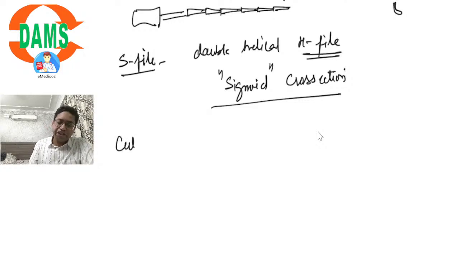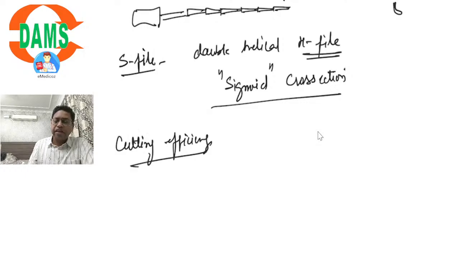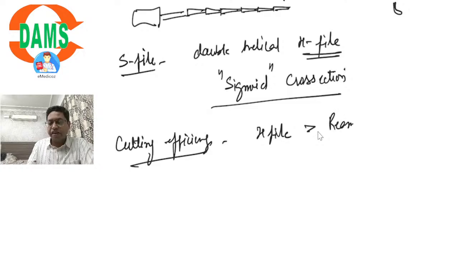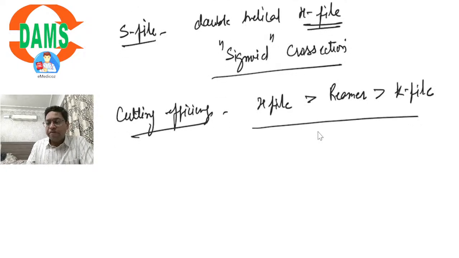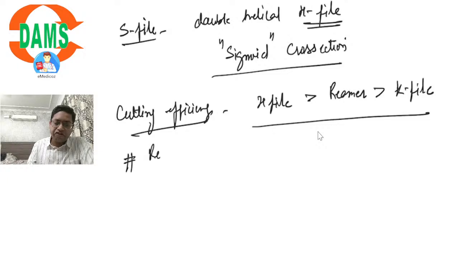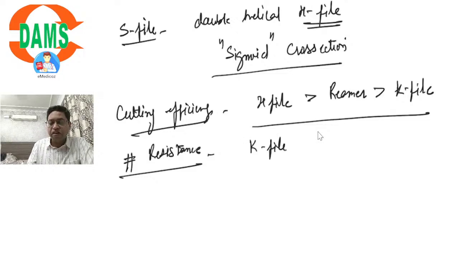If we talk about cutting efficiency, then H file has got the maximum cutting efficiency, followed by definitely a K-type reamer and followed by K file. If we have to talk about three principal hand instruments, this is the sequence of the cutting efficiency. Then definitely what would be the sequence of fracture resistance? Reverse. The instrument that is least efficient in cutting would be most resistant to fracture.